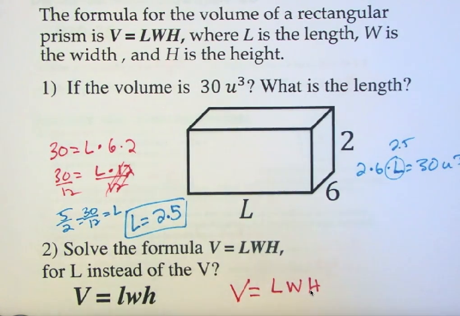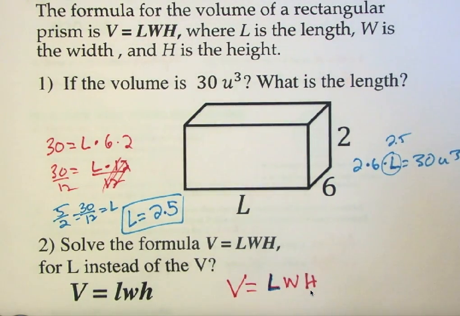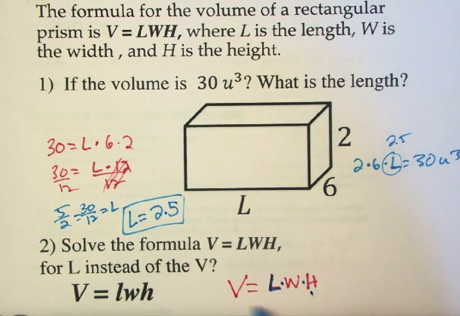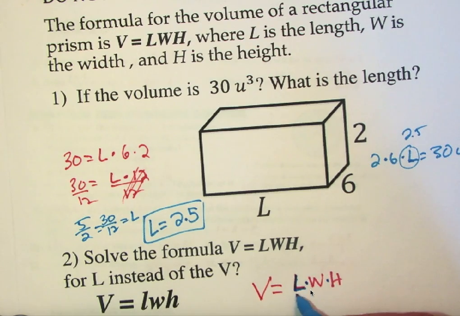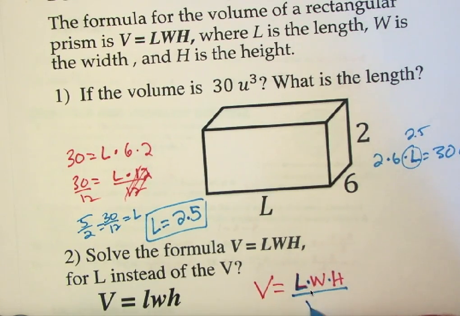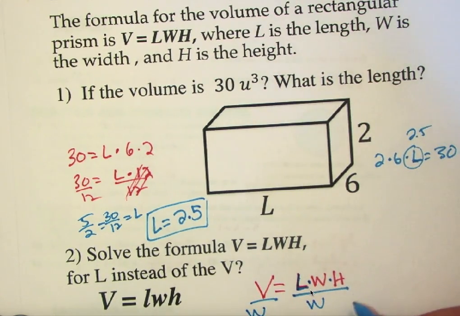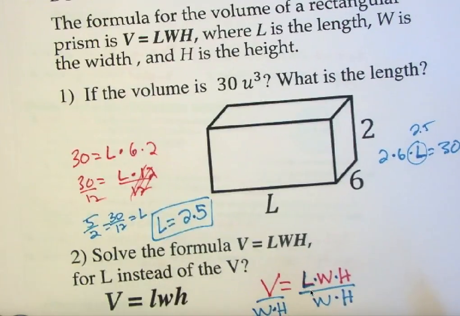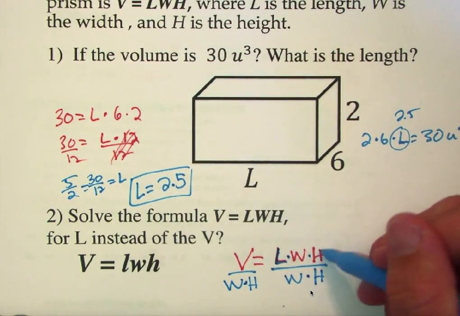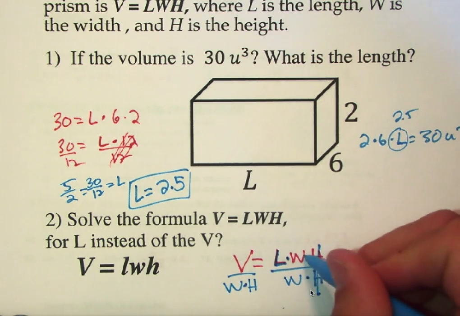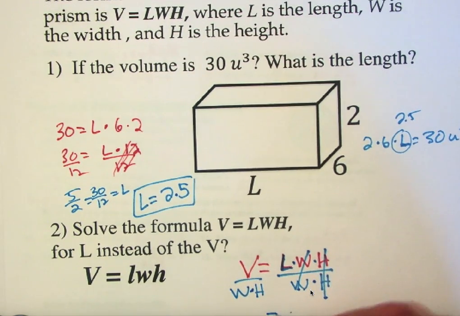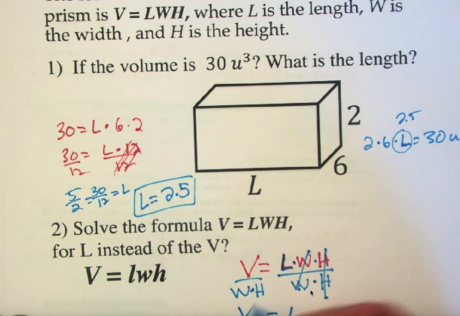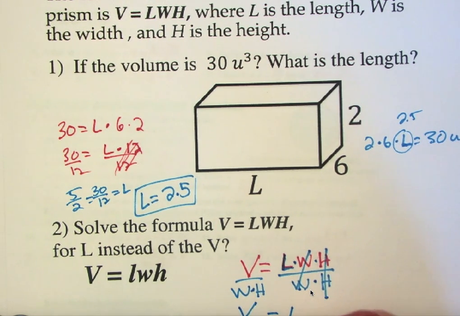Well, we've got to get L by itself. Well, L is being multiplied by W and H. So what if I undo multiplication with division? What if I divide by W? And actually, which is really interesting, divide by both at the same time. Saves you a little more work, because H divided by H is 1, W divided by W is 1, and we're left with 1L on this side. And then we can just do V over W times H.